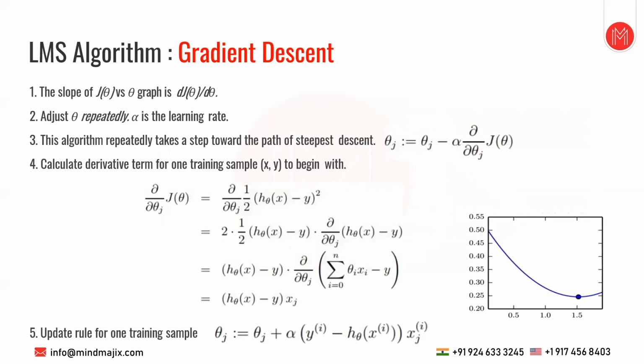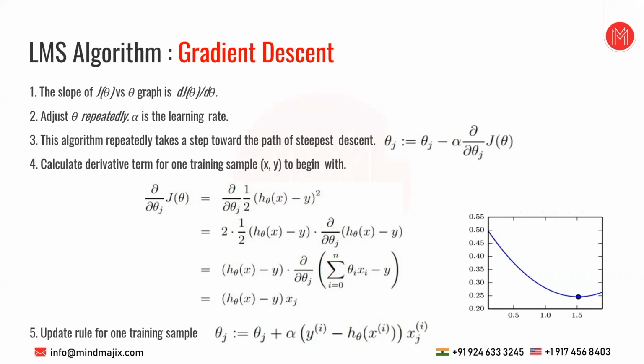Now let's talk about the algorithm in steps, like how gradient descent works in terms of the LMS algorithm. First of all, it starts from the slope of J of theta, the slope of the cost function versus the theta parameter. After that, we have to provide the derivative of that function, so we get the perfect slope. After that, we have to adjust theta repeatedly, and alpha is the learning rate. Again, alpha will play a major role when we talk about the LMS algorithm.